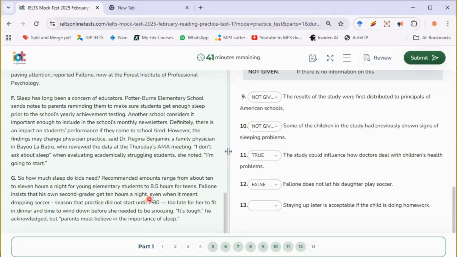Fallon insists his own second grader, even if it meant dropping soccer. There's nothing like homework here.